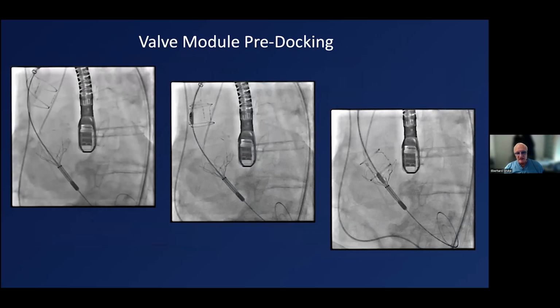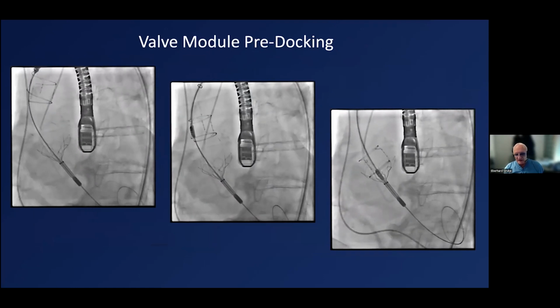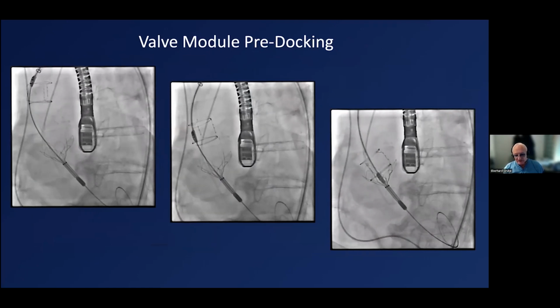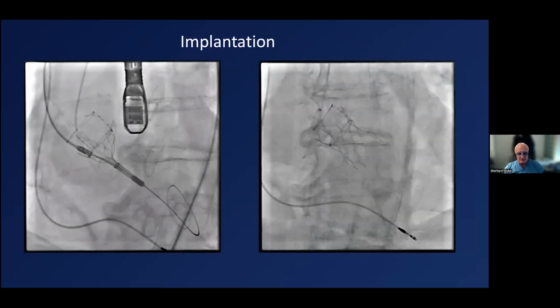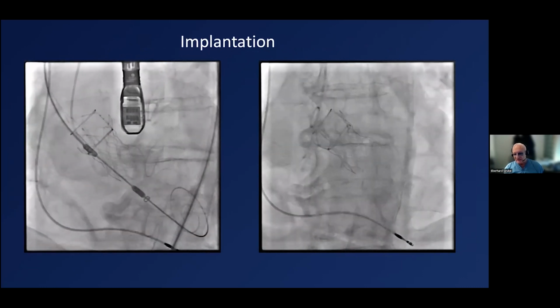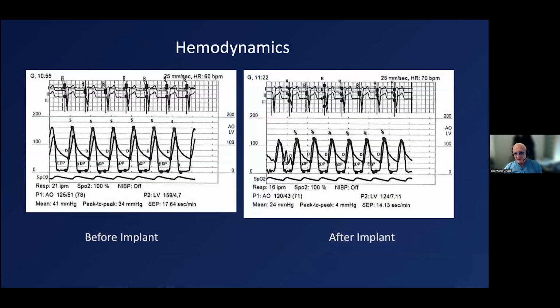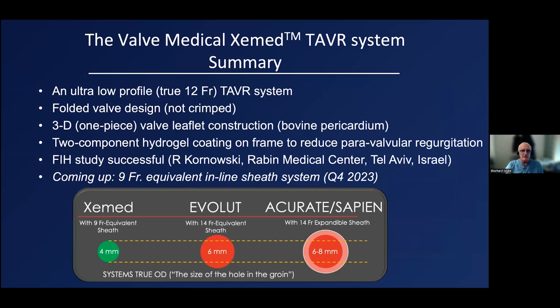And then you can see the valve module pre-docking as it is deployed within the ascending aorta and then assembled with the anchoring module. And finally, you implant the valve by pushing slightly forward into the annulus, and then you have this result shown on the right side with very, very great hemodynamics in this particular first patient. Congratulations to Ran, who did the very first case some time ago, and on Thursday they will do the second case.